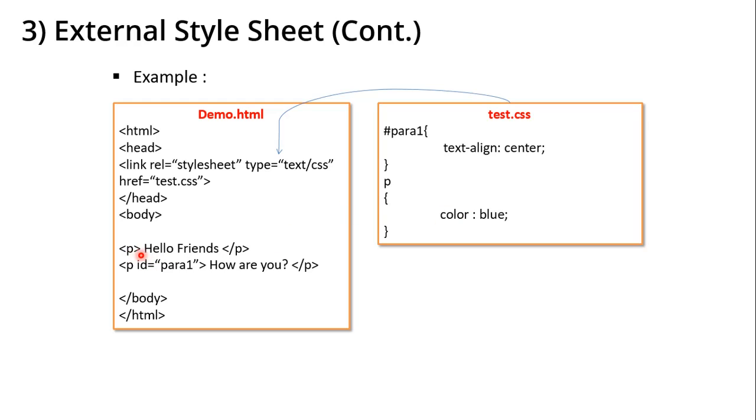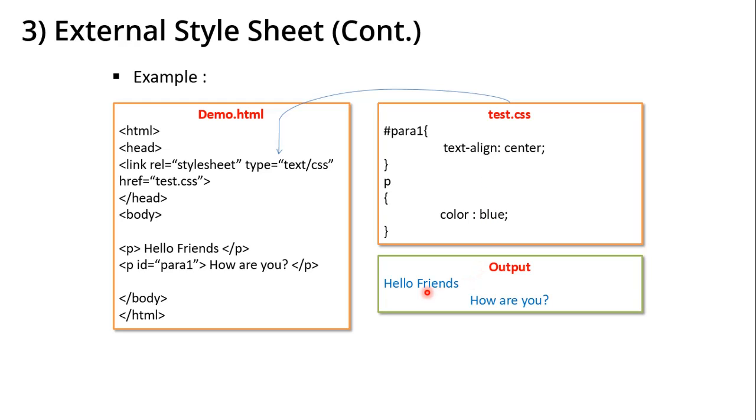Now see here, I am writing hello friends in only a paragraph, so it will display only in black color. But for how are you, see here in the paragraph tag, p is my paragraph, id is equal to which id am I using? para1. How are you, paragraph tag is closed. So this how are you will display in this manner. I am using text-align center and color blue, so this how are you will display in center and with color blue.